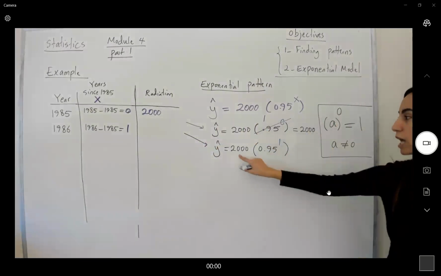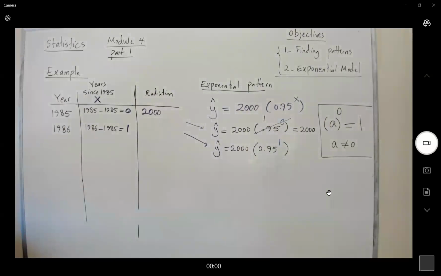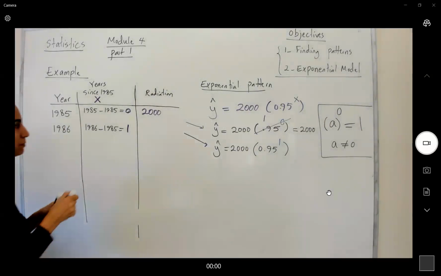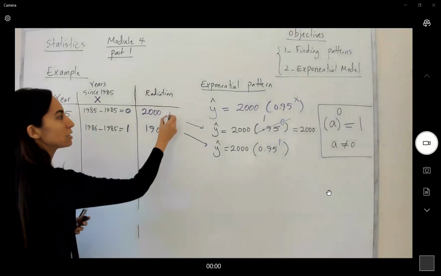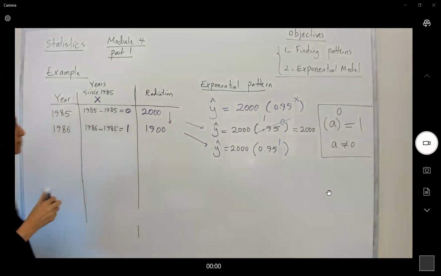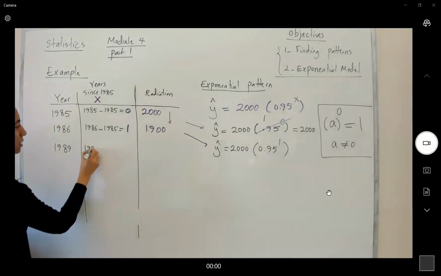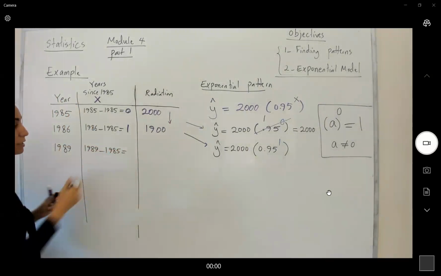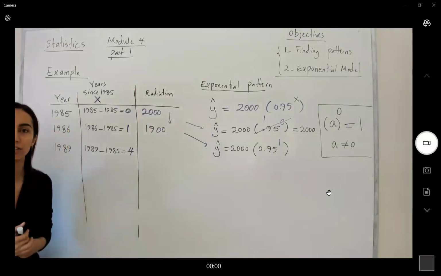Very well. 2000 times 0.95. What would be our value? The predicted level of radiation, 1,900. So as you can see, it's decreasing. It's getting smaller and smaller. Next year, 1989. Well, 1989 minus 1985 is equal to how many years? 4 years. 4 years after the explosion, what is the level of radiation?